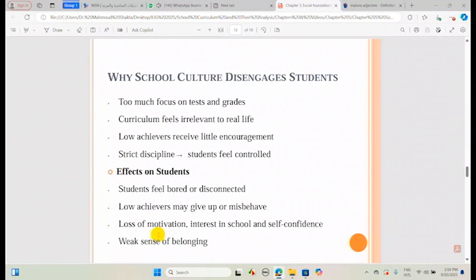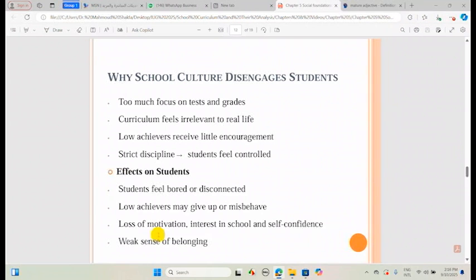Why does school culture disengage students? Why do some students hate their schools? You know why? Too much focus on tests and grades. The curriculum feels irrelevant to real life. No connection between what the students study and real life. Low achievers receive little encouragement. Strict discipline, students feel controlled. As a result, students feel bored or disconnected. No passion at all. No passion.